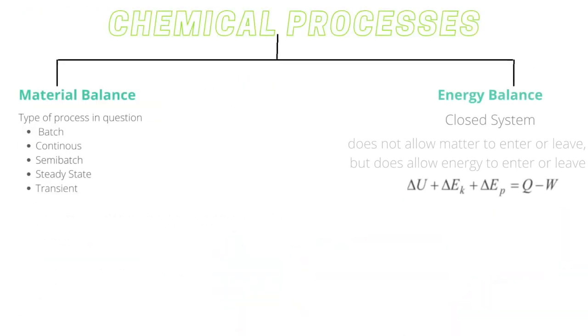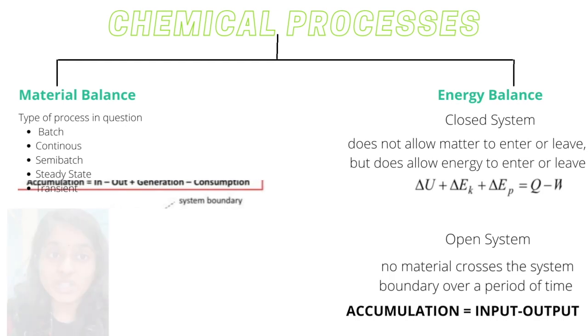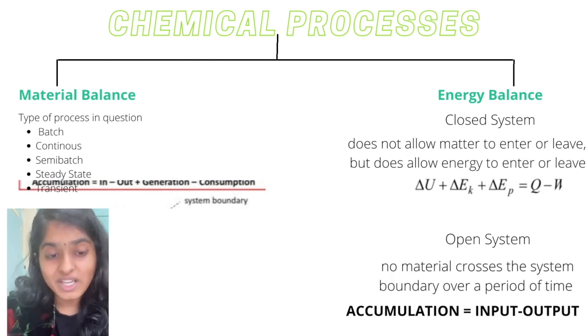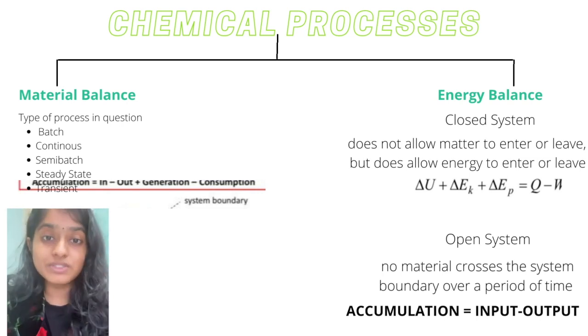So next, there are two chemical processes which are material balance. So material balance states that mass and energy cannot be destroyed or created. There are different types of processes in question, which are batch, continuous, semi-batch, steady state, and transient. While in energy balance, there are two different types of systems, which are closed system. So closed system does not allow matter to enter or leave, but does allow energy to enter or leave. While in open system, no material crosses the system boundary over a period of time.